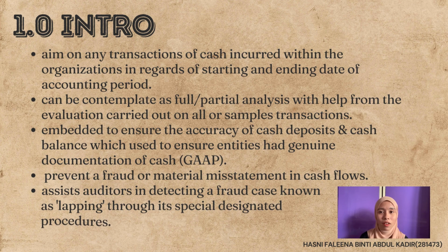The cash cycle is generally embedded to ensure the accuracy of cash deposits and cash balance, and to ensure entities have established genuine cash documentation according to GAAP. The motive is to prevent fraud or material misstatement in cash flows. Thus, it shall assist auditors in detecting a fraud case known as lapping. Lapping is a financial crime which often occurs when an account is amended by workers in charge.